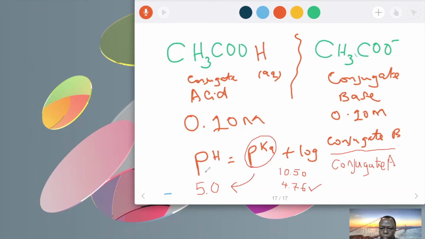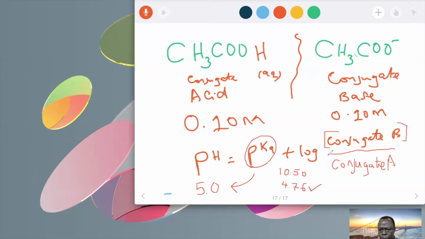This is the concept you're going to use in completing the data sheet. Of course, you know the Henderson-Hasselbalch equation, conjugate base over conjugate acid, or in other words, the concentration. This can also be the concentration.